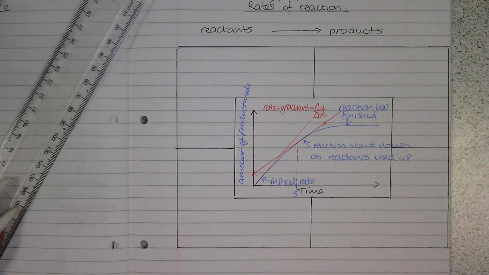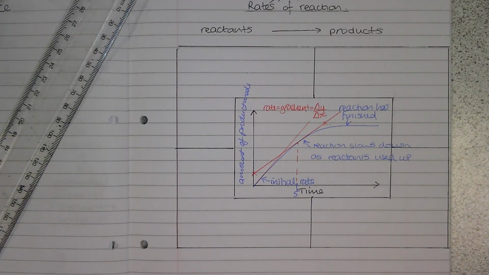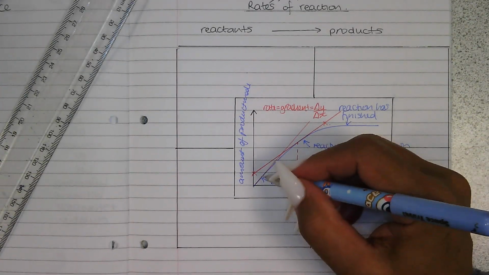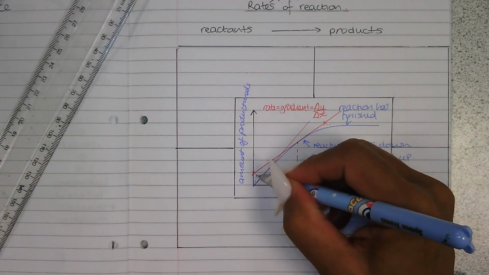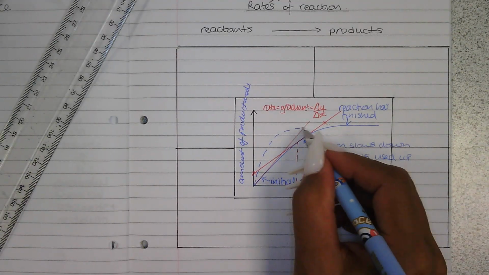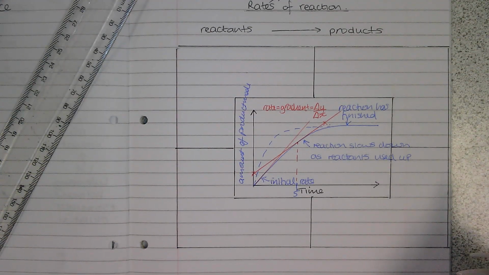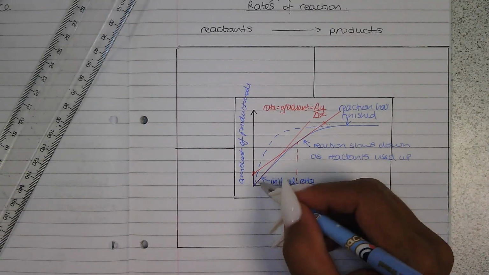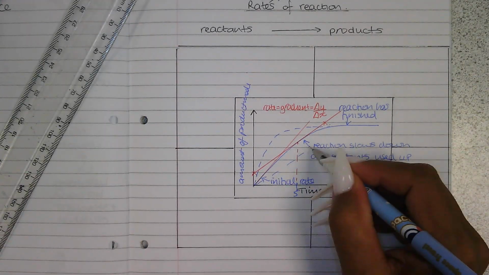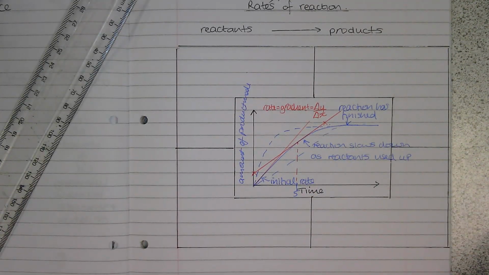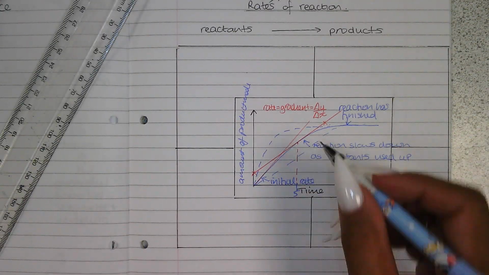Okay, if a reaction is going faster, then it will have a steeper gradient, but still finish at the same maximum amount of product. If the reaction is going slower, the gradient will be less steep, but still finish at the same maximum amount of product made. Sometimes in questions you're required to sketch a faster or a slower reaction. This one would be faster.